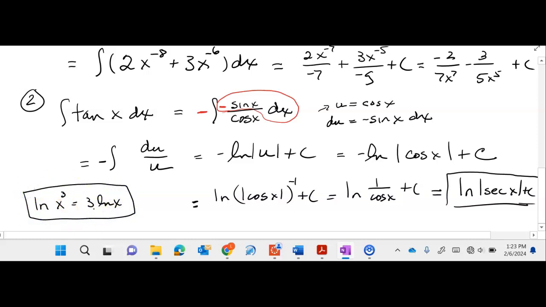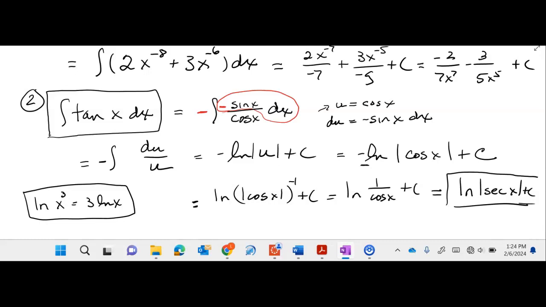So that means that negative 1 we have outside can actually be applied as an exponent to what we're taking the natural log of, hence making it an inverse. So there you have something that you should probably remember from this point on: the integral of tangent is actually equal to the natural log of secant.